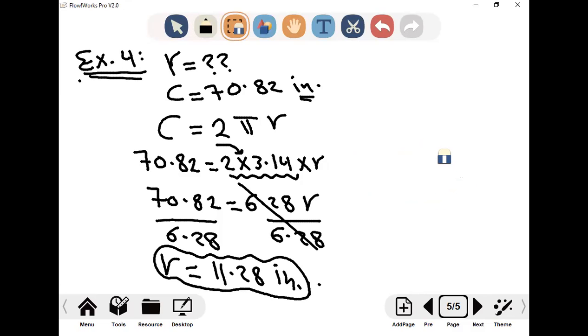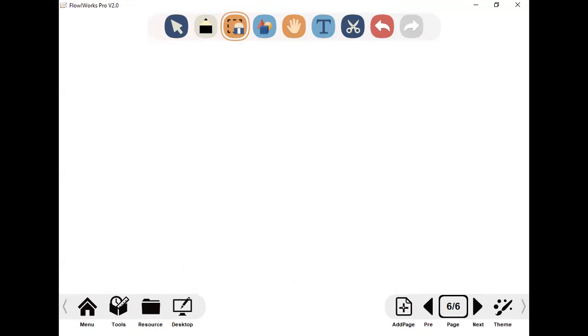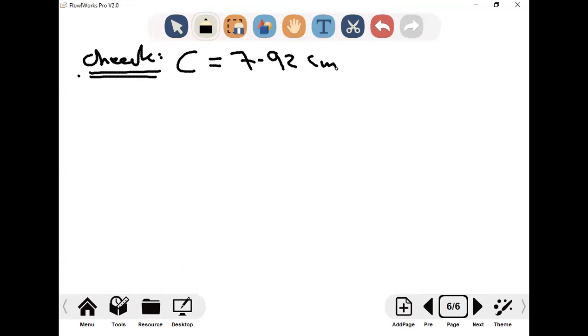Next, the check. Find the approximate radius of a circle with a circumference 7.92. Let's go to the check. Check after this example. Given what? What's the given here? The circumference 7.92 centimeter, right? C equal 7.92 centimeter. Find what? The approximate radius. So they want R. Use the formula, replace, simplify, divide, and round.